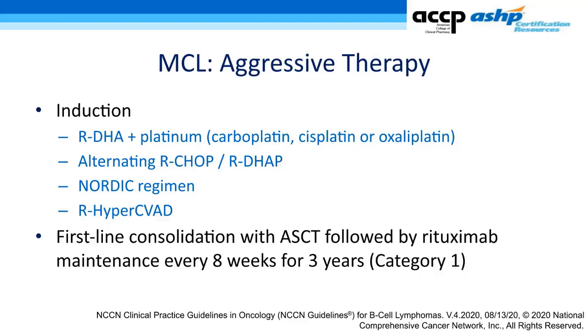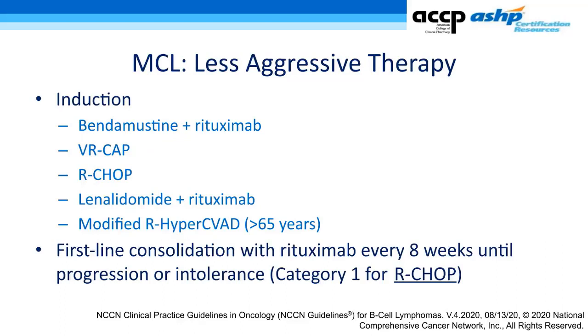These patients, after the completion of their induction therapy, would move into consolidation with an autologous stem cell transplant, followed by maintenance rituximab every 8 weeks for 3 years, and that is a Category 1 recommendation. So this slide right here is about 3 years worth of very intensive and aggressive chemotherapy. Most mantle cell lymphoma patients will not be candidates for this approach. Most mantle cell lymphoma patients will require less aggressive therapy than what I just said.